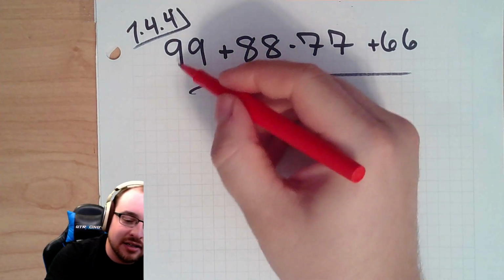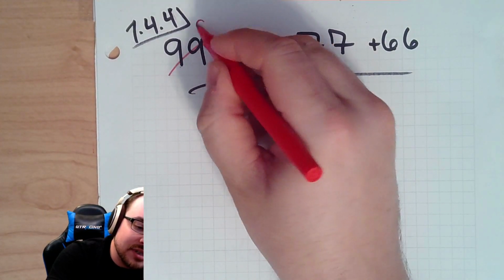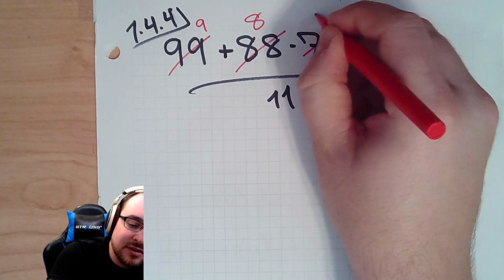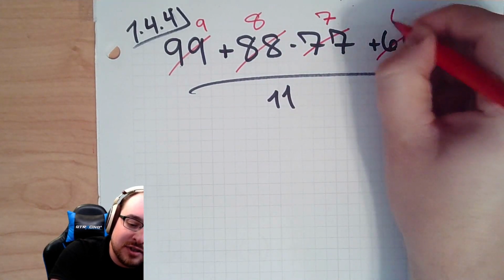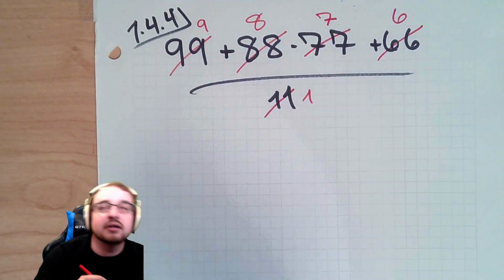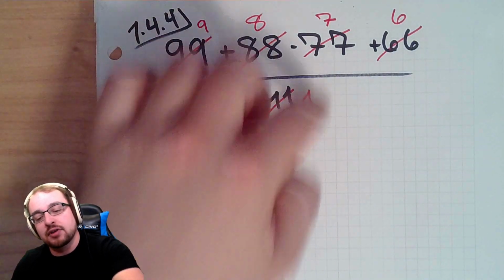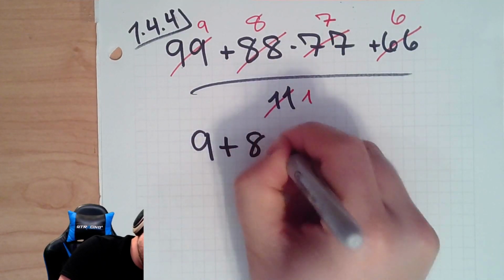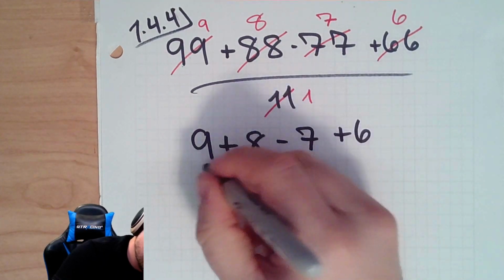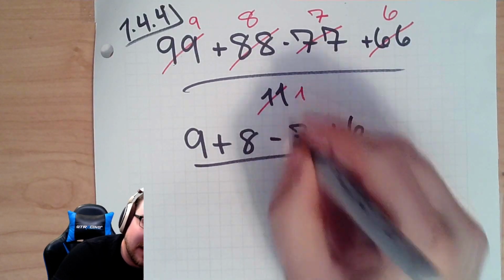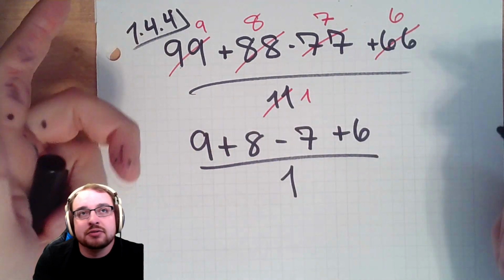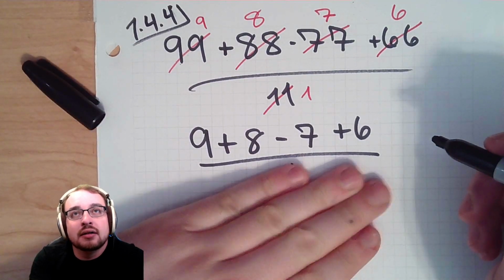So if we do 99 divided by 11, that becomes 9. 88 divided by 11 is 8. 77 divided by 11 is 7. And 66 divided by 11 is 6. So now that I've divided everything by 11, all I'm left with is 9 plus 8 minus 7 plus 6 all over 1, because I divided everything by 11. And dividing by 1 doesn't really change anything, so I can kind of ignore that.